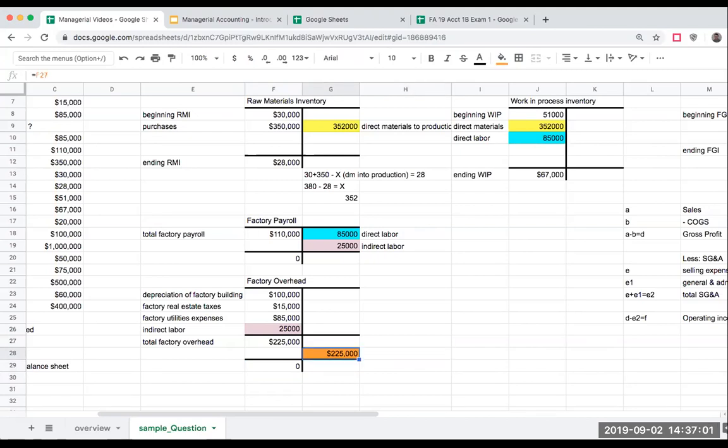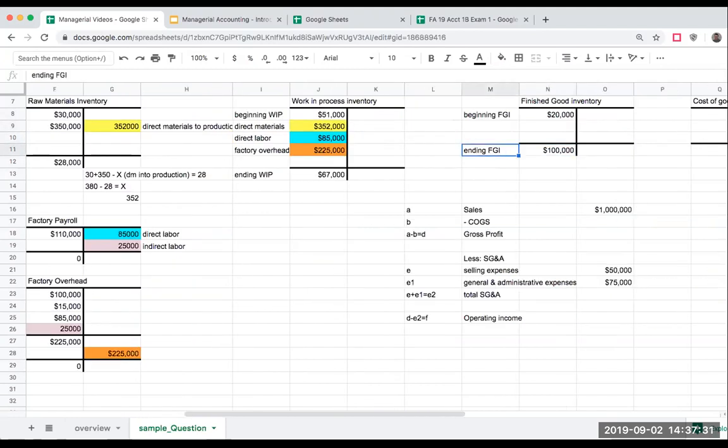For every credit over here, I need a debit. And so this is going to go over here into my work in process inventory. So this is my factory overhead, $225,000. When I'm looking at my total work in process inventory, I have a beginning balance plus my direct materials, plus my direct labor, plus my factory overhead giving me ending work in process of $67,000. Unfortunately, 51 plus 352 plus 85 minus 225 does not equal 67.